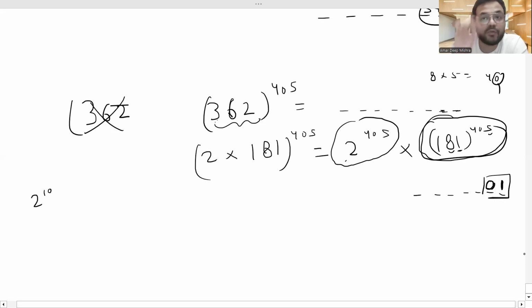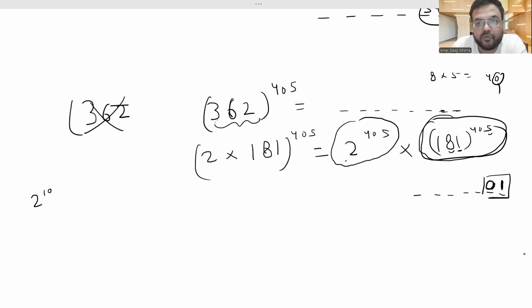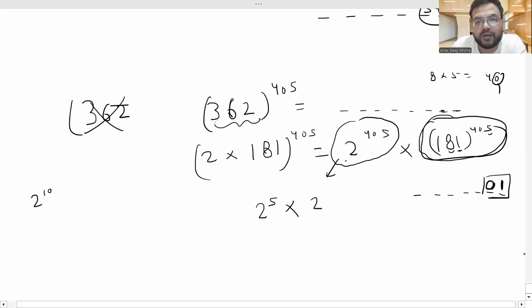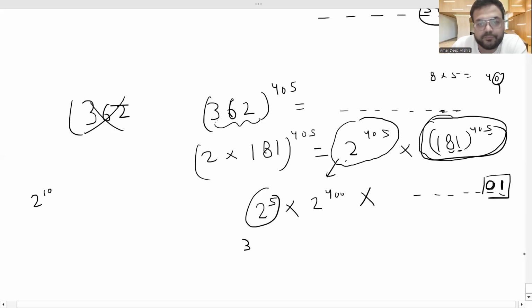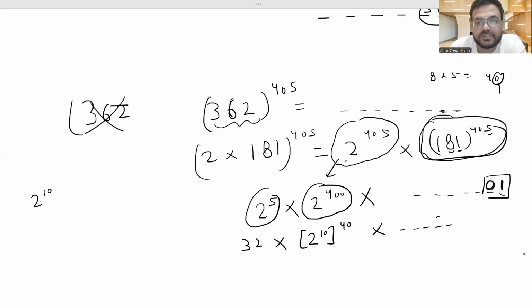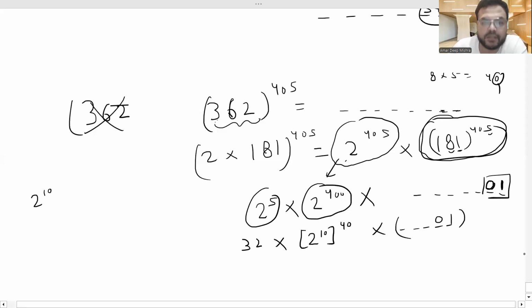somehow. How can you do that? If I write this 2 power 405 as 2 power 5 into 2 power 400, and multiplication with this is already 0, 1. Now see, 2 power 5 is what? 32. 2 power 400 can be written as 2 power 10 whole to the power 40, right? Now into this 0, 1, or you can simply take 1 because 0, 1 is equal to 1 only. Okay.